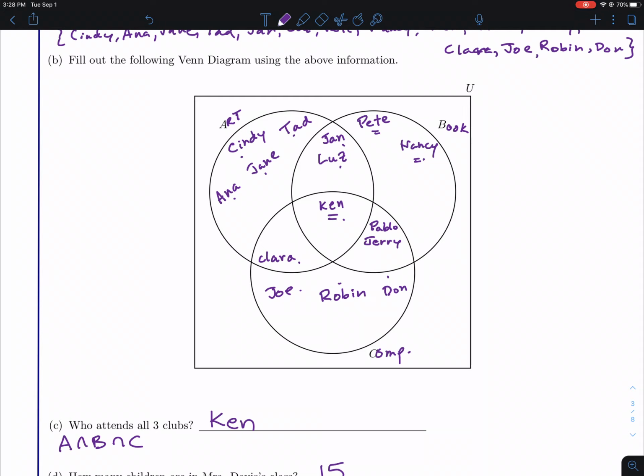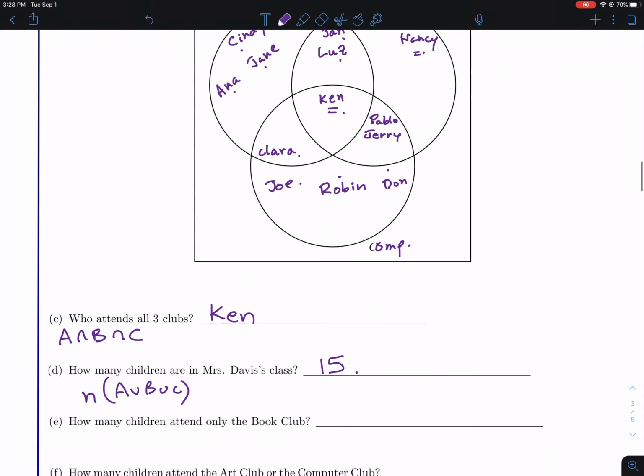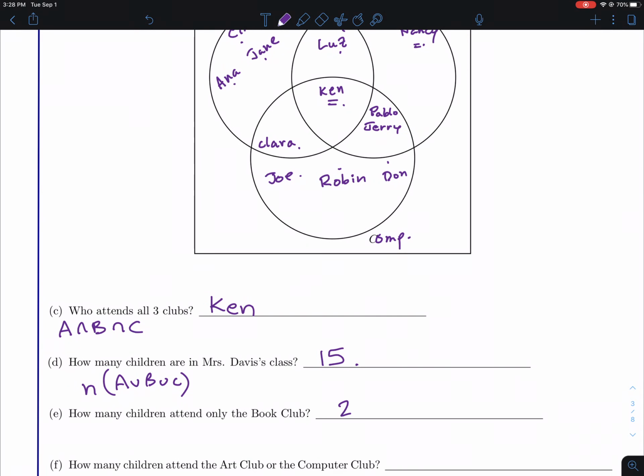They're the only two that are just in the book club, and that's the only club they actually do. All the other people are in the book club, but they also do other clubs. So in this case, we only want to know the number, so we're just looking at two, Pete and Nancy.